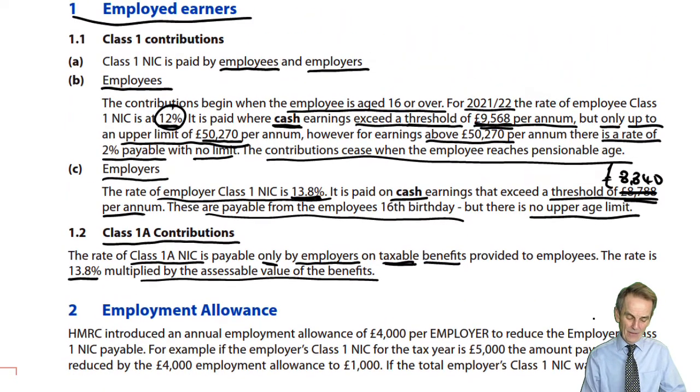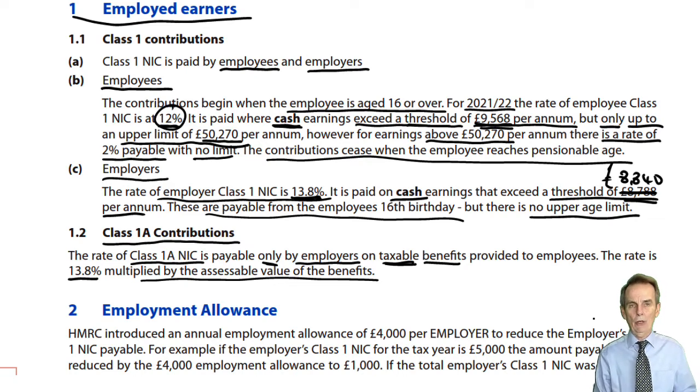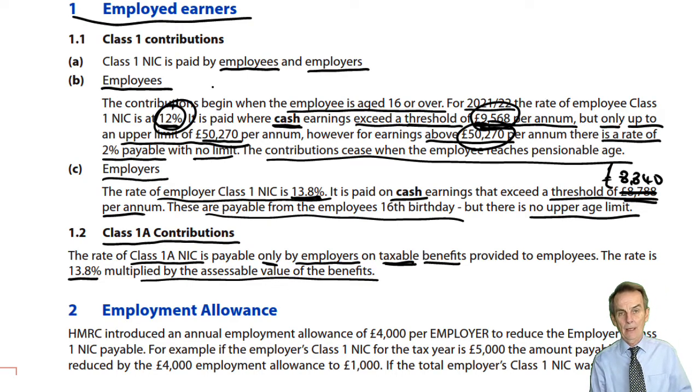So for employees and employers, it's all about Class 1 contributions. The employee will only suffer Class 1 employee, or primary, contributions, where we've seen there's nothing up to £9,568, but above that and up to £50,270, it is at the normal standard rate of 12%. Above £50,270, it drops to 2%.